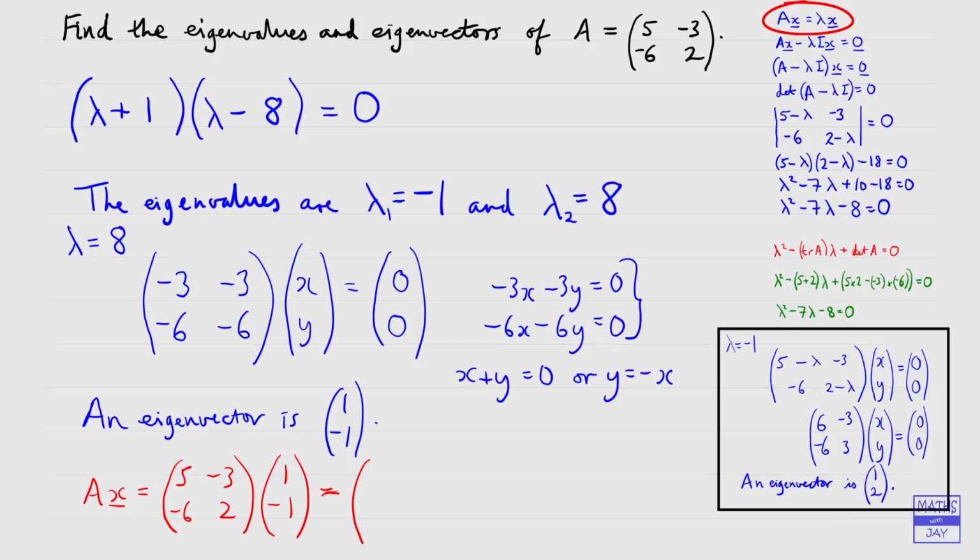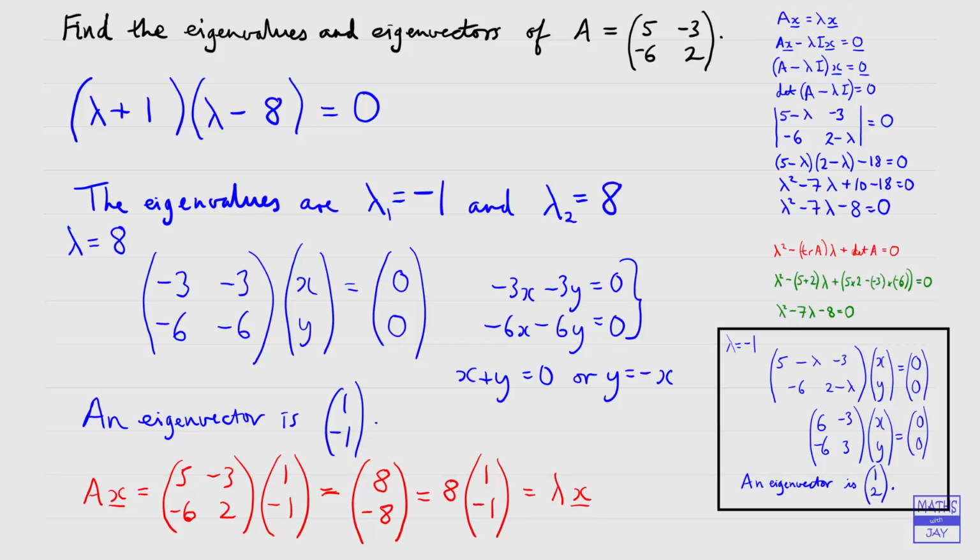Well, we get 5 times 1, and then we're adding on negative 3 times negative 1, so that's 5 plus 3 is 8. And then negative 6 times 1, and 2 times negative 1 gives us negative 8. And then we want to factorise, take out the common factor there, which is of course our eigenvalue, our lambda, and that is multiplying our eigenvector, so that is equal to lambda x. So again, we've got the right answer.